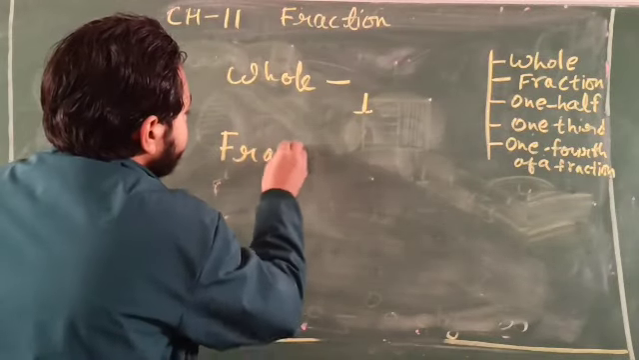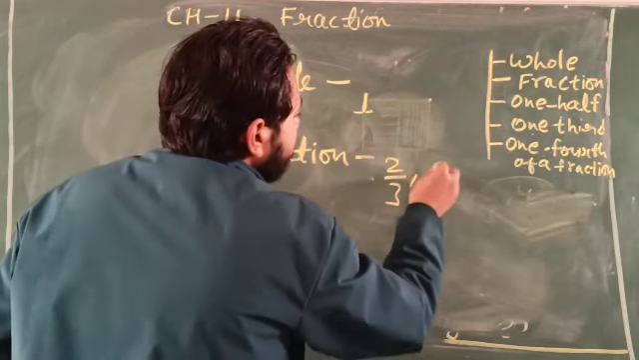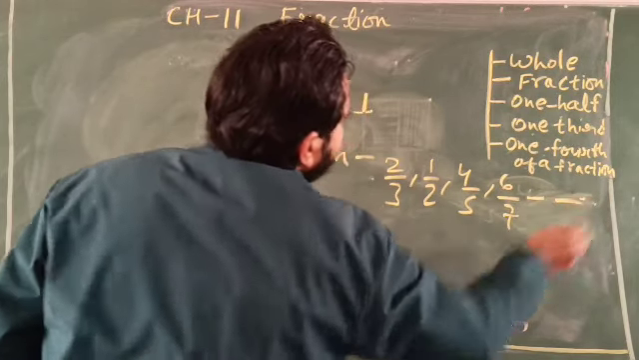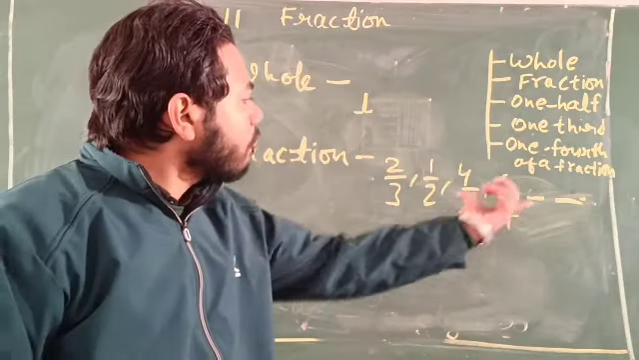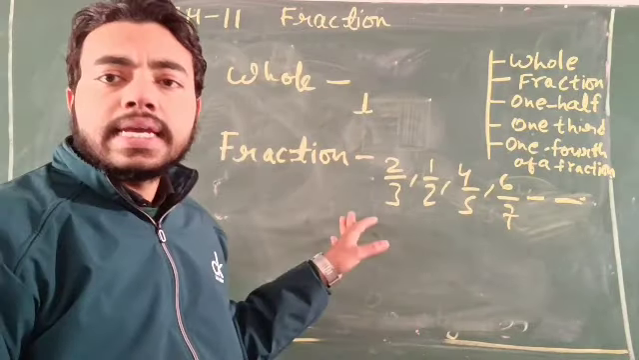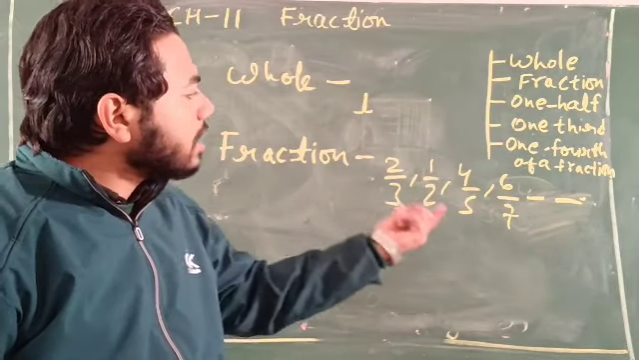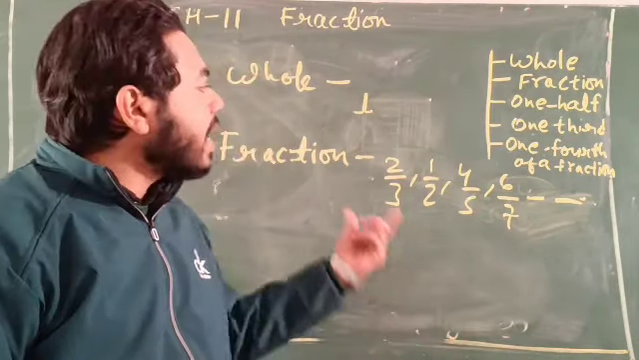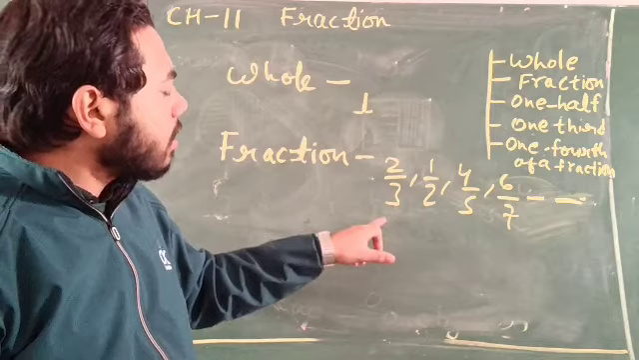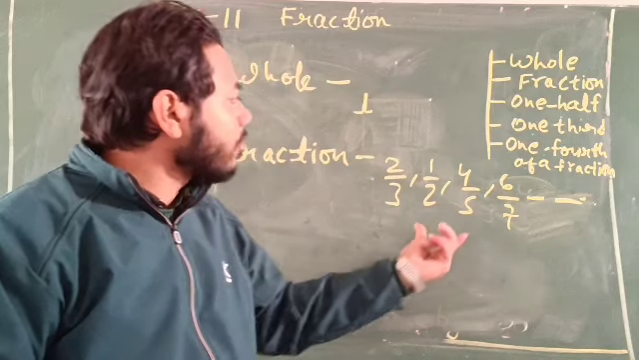Whereas about fraction: 2/3, 1/2, 4/5, 6/7, and many more. These are all examples of fractions. When an object or thing is divided into two or more equal parts, then each part represents a fraction. 2/3 is an example of a fraction. 1/2, 4/5, these are all examples of fractions.